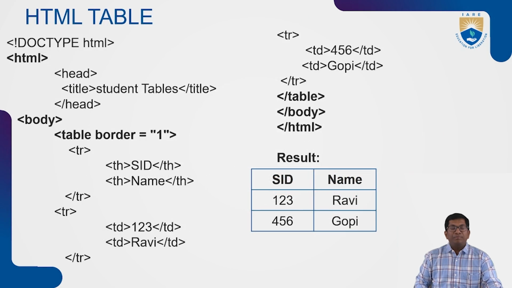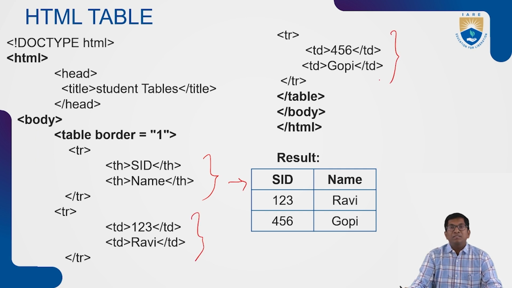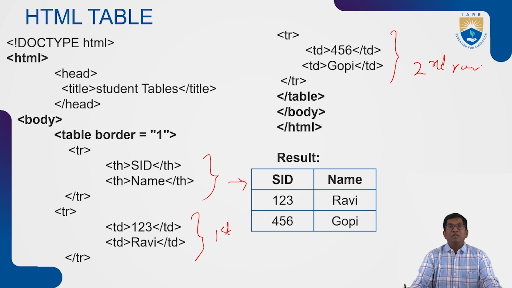And a simple example for displaying the student details, ID and name. So this is the heading, the first row, and we have two rows which we stored by using the table tags tr and td. This one is the first row and this one is the second row. We execute it and we'll see how to create the table using table tags.